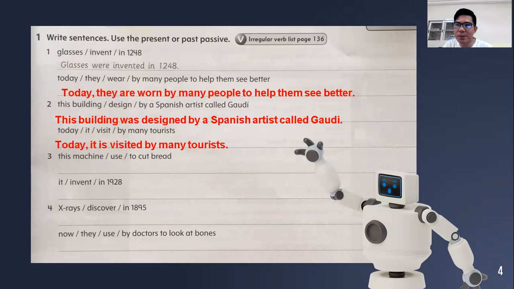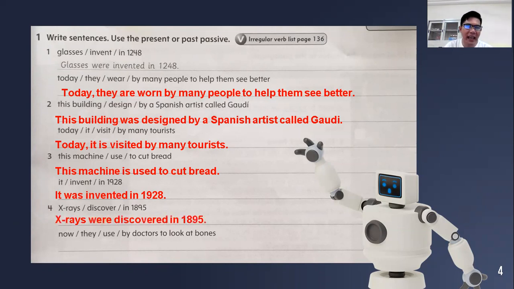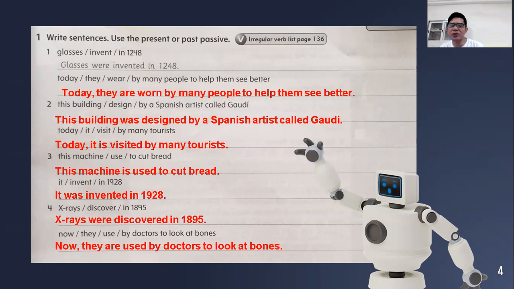Let's go to number 3. This machine, use present. This machine is used to cut bread. Put D. Is used. And second sentence must be in the past. It was invented in 1928. Use was invented. X-rays, plural, were discovered. Put ed on the verb, in 1895, and that is past passive. Now use the present. Now they are used by doctors to look at bones.